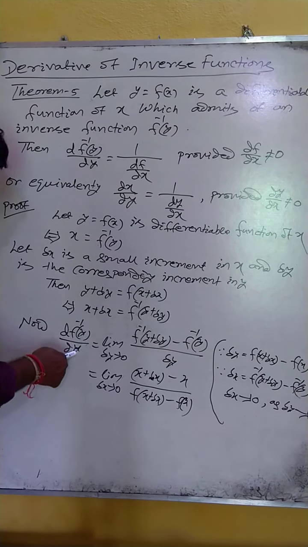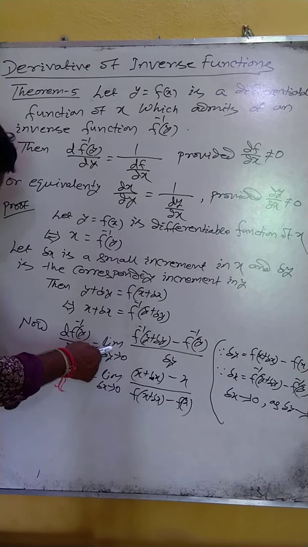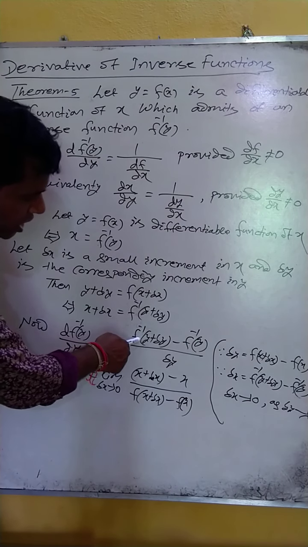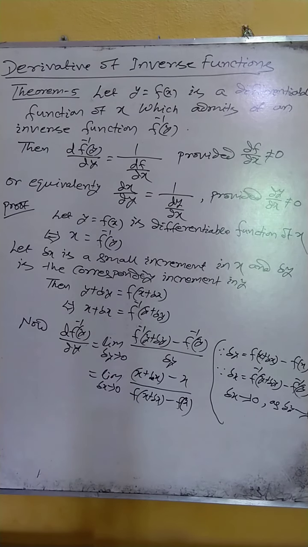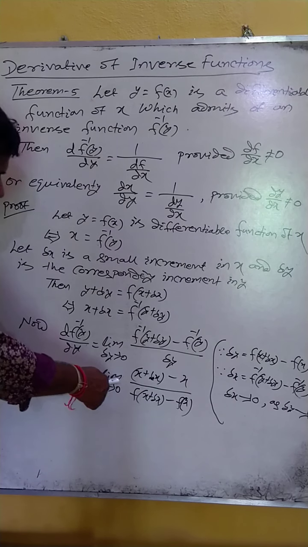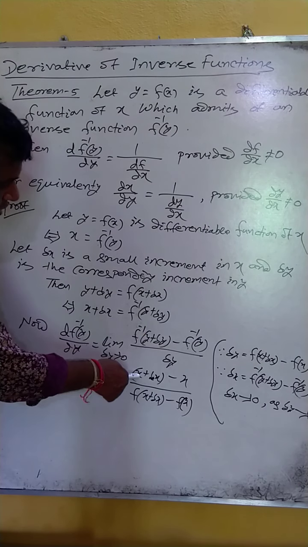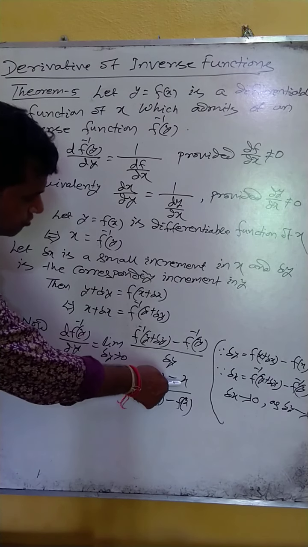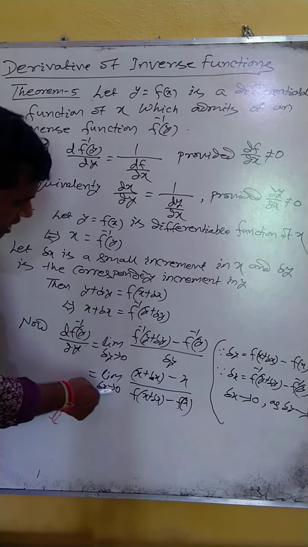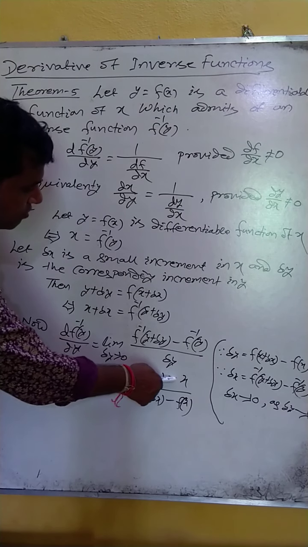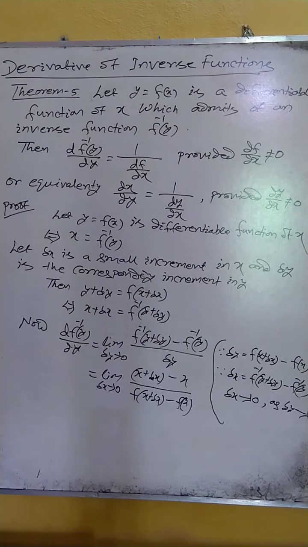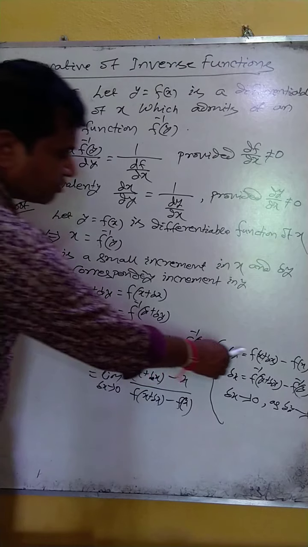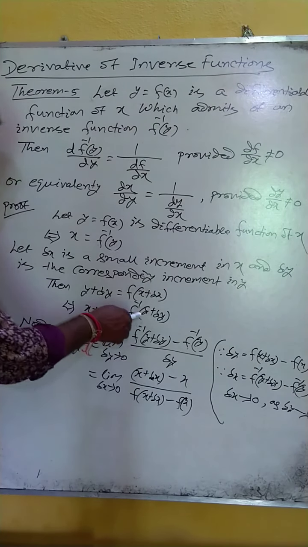Now d f inverse of y divided by dy, by the definition of differentiation, is the limit as delta y tends to 0 of f inverse of y plus delta y minus f inverse of y, divided by delta y. We know f inverse of y plus delta y is x plus delta x, and f inverse of y is x. So we write the limit as delta x tends to 0 of x plus delta x minus x divided by f of x plus delta x minus f of x. We know delta y equals f of x plus delta x minus f of x.